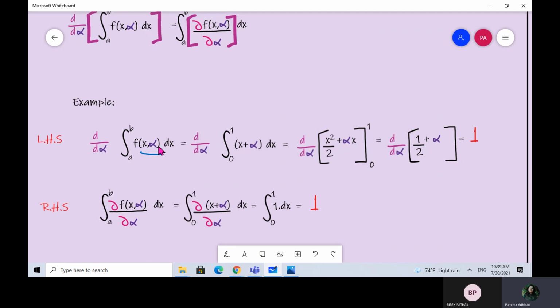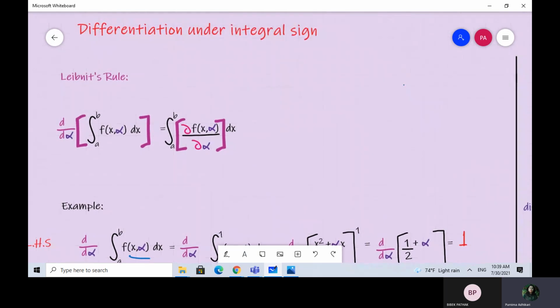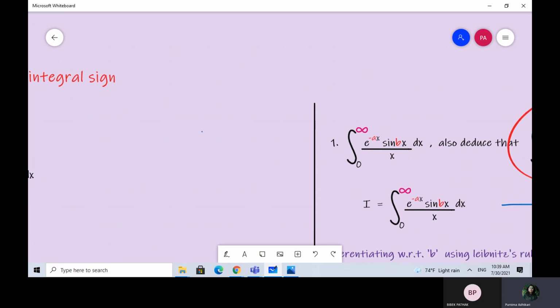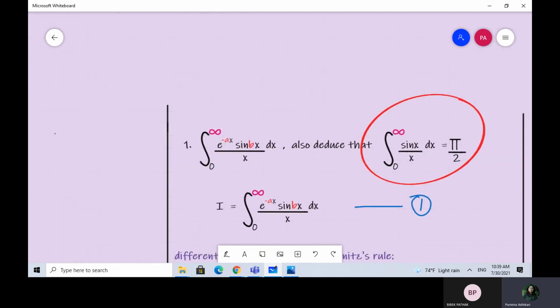So you see, taking one example, when we went through both the LHS and RHS processes, we got the same result. So that's how your Leibniz rule is working. Now let's see why we need to use Leibniz rule, how we are going to use it and where we use it. So how do we apply Leibniz rule?